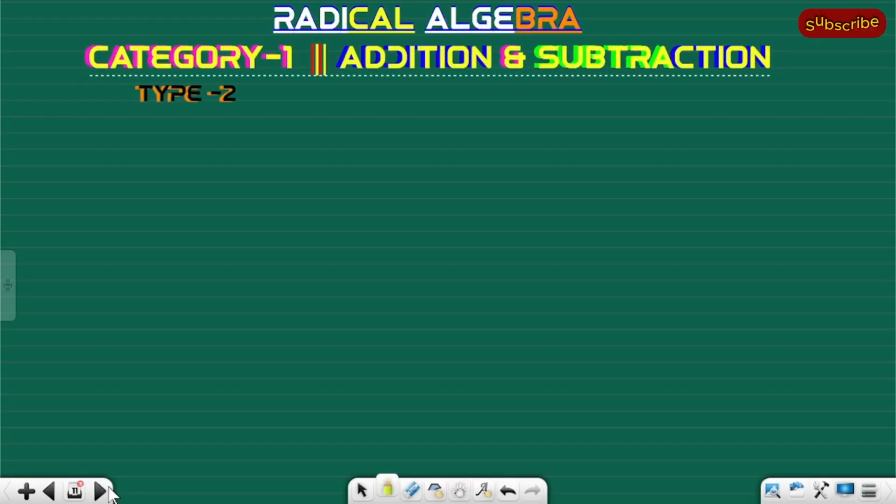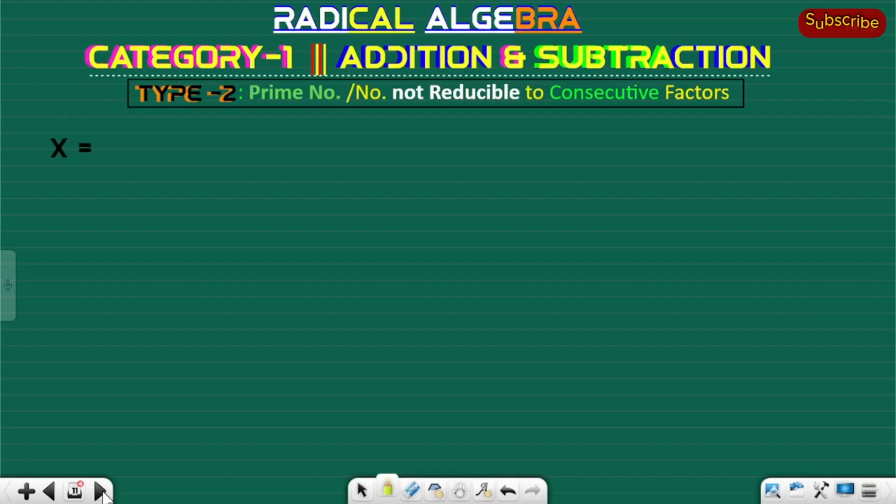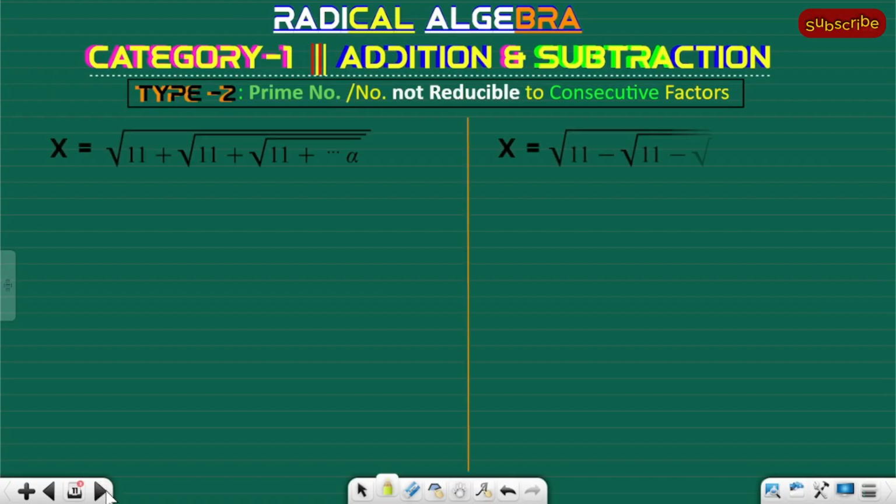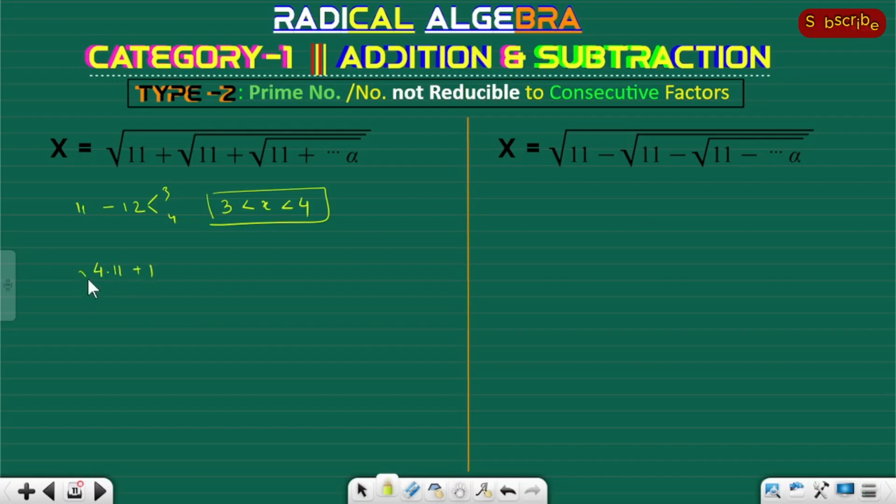Let's check the last example here. 11. The next number is 12. 3 and 4. So the answer lies between 3 less than x less than 4. This is the answer. By formula for 11, plus 1, this would be under root plus 1 divided by 2. So root 45. 4 times 11 is 44 plus 1, 45, right? Plus 1 by 2.